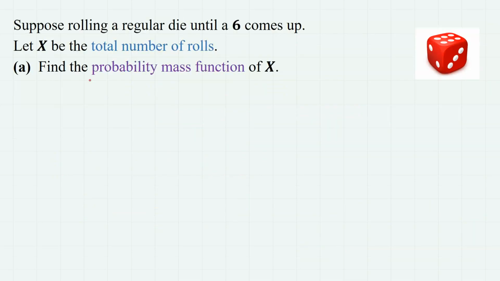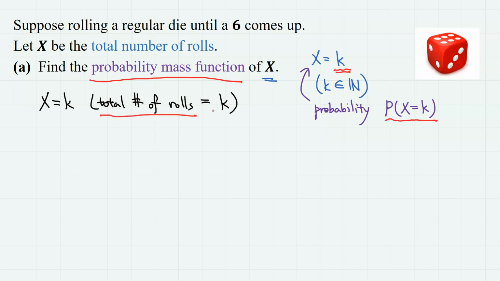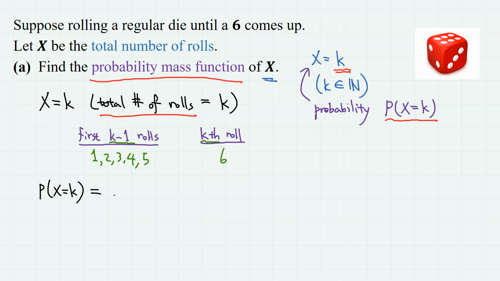Alright, so first, the probability mass function. This simply means the expression for the probability of our random variable x having a specific value, say some natural number k. We will denote such probability as P(x = k). Now, the total number of rolls being k means we get 1, 2, 3, 4, or 5 for the first k minus 1 rolls, and finally get 6 at the kth roll. So we have the probability of x being k equals (5/6)^(k-1) times 1/6. And this is our probability mass function.